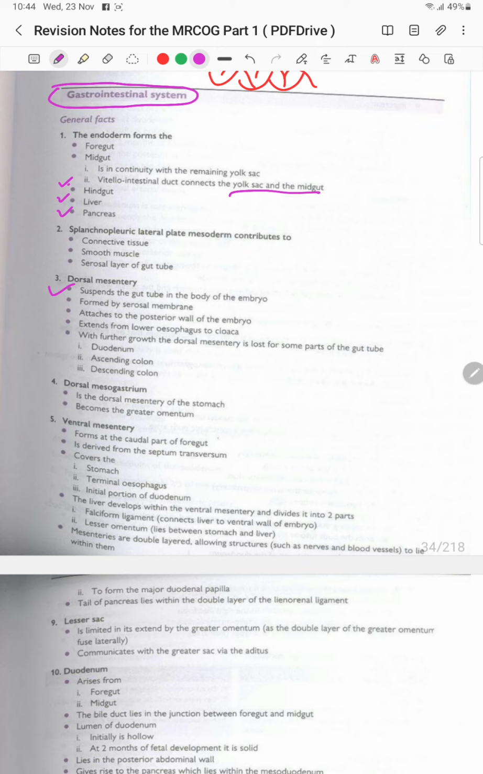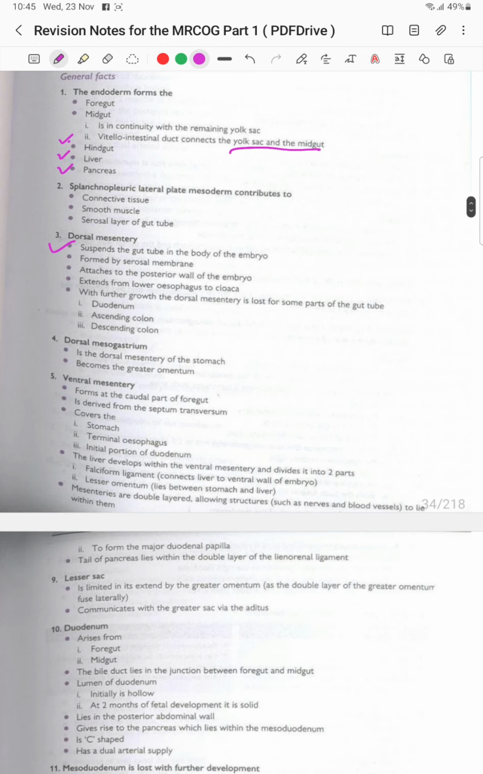membrane and attaches to the posterior wall of the embryo and extends from the lower esophagus to the cloaca. With further growth, the dorsal mesentery is lost for some parts of the gut tube, and remains for the duodenum, ascending colon and descending colon. The dorsal mesogastrium is the dorsal mesentery of the stomach and becomes the greater omentum. The ventral mesentery forms at the caudal part of the foregut. It is derived from the septum transversum and covers the stomach, terminal esophagus and initial portion of the duodenum.